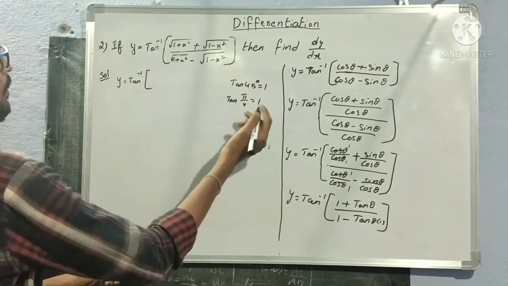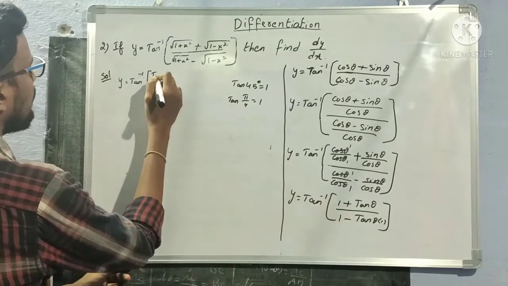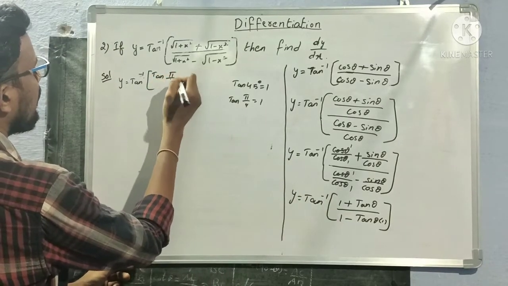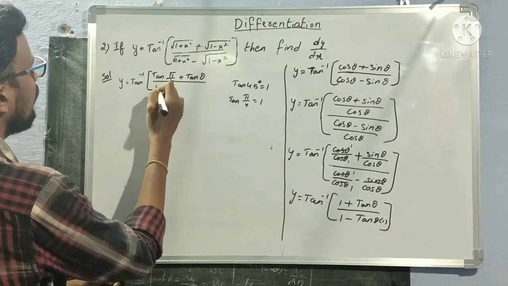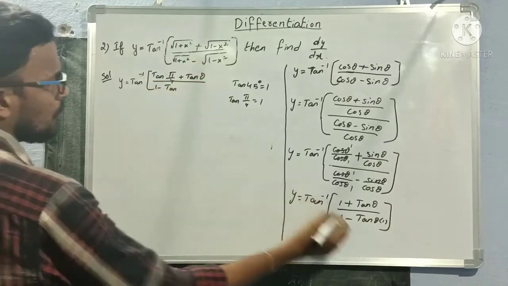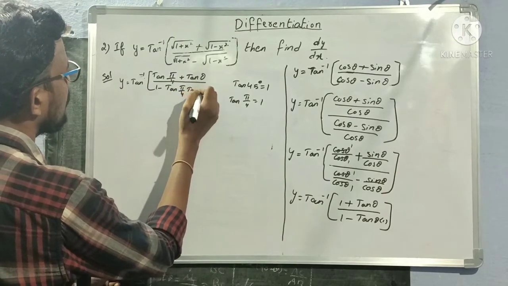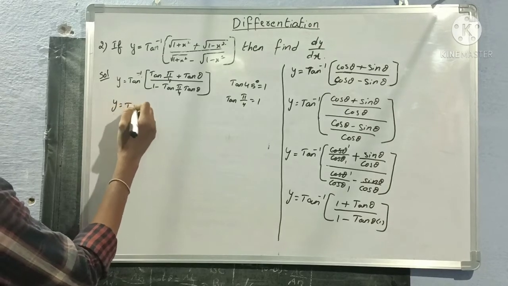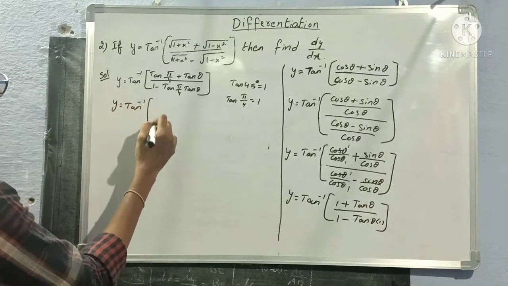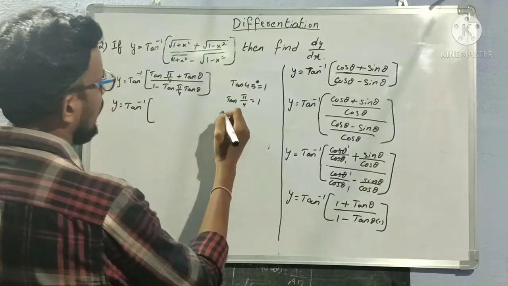Okay. So now tan pi by 4. Instead of 1 I am substituting tan pi by 4 here. So tan pi by 4 plus tan theta by 1 minus. Here I have written 1, no? Instead of 1 I should substitute tan pi by 4 here also. Tan pi by 4 into tan theta. So y is equal to tan inverse of tan A plus tan B by 1 minus tan A tan B.